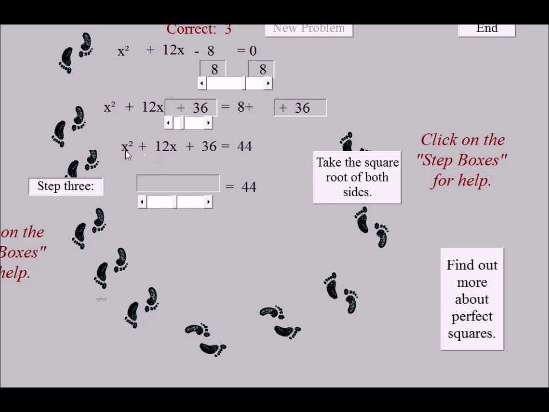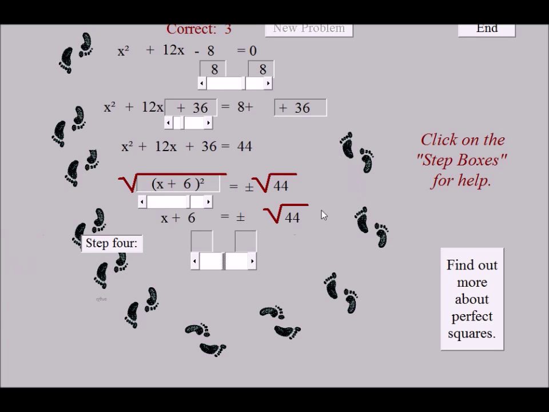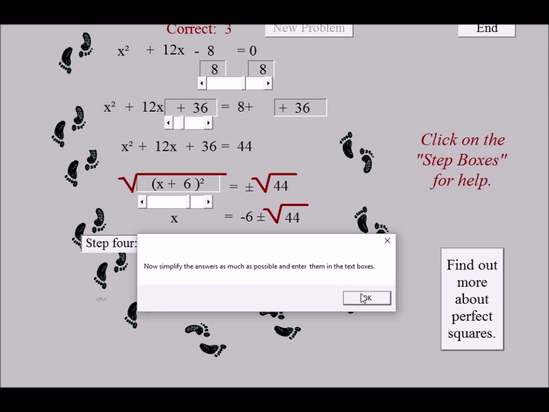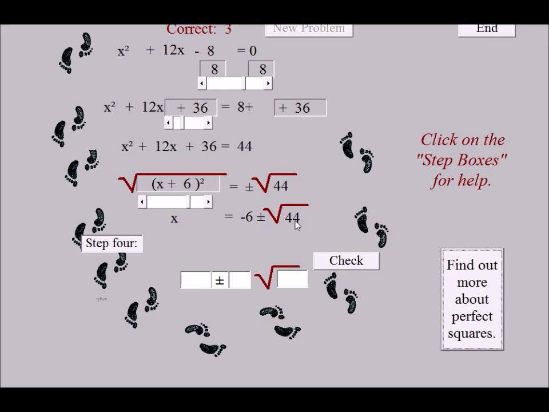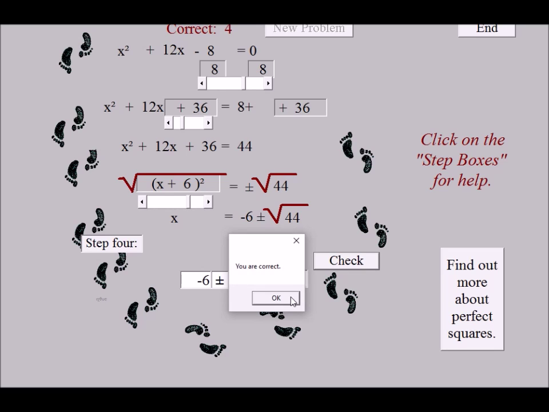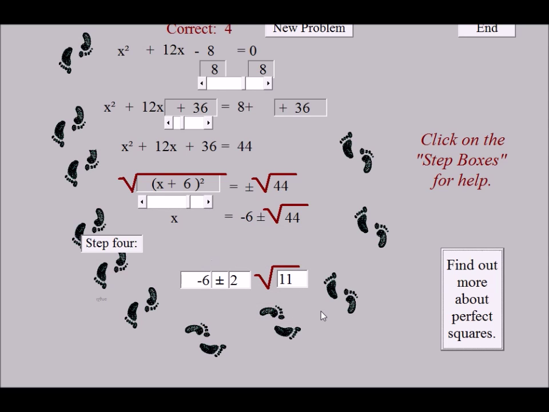Now we're going to factor. This is going to factor into x plus 6 squared. Take the square root of both sides. We can subtract 6 from both sides. And we have some simplification to do. The negative 6, we can't do anything with that. But this 44 is really 4 times 11, and the 4 can come out as a 2, times radical 11. I hope you've studied the simplification of radicals. If you didn't, you could look at the radicals program and see how to simplify radicals.